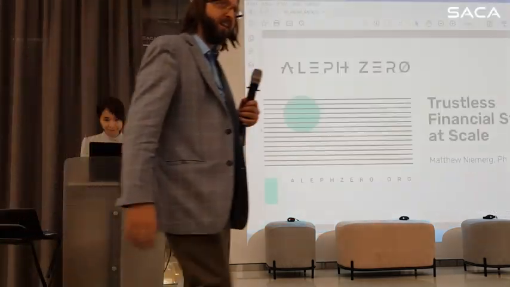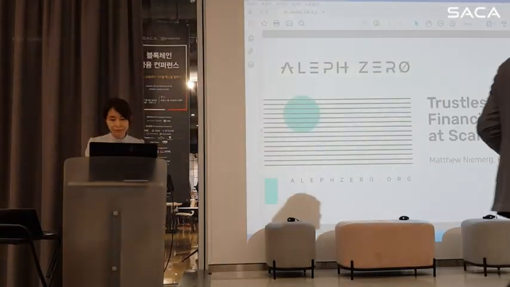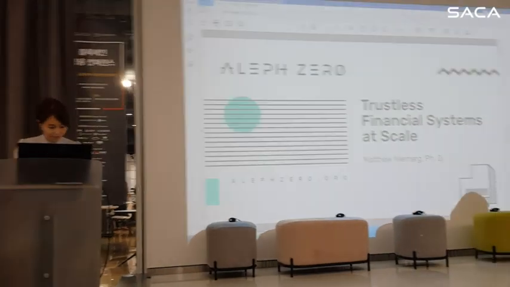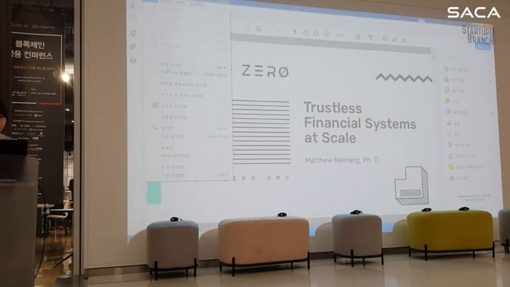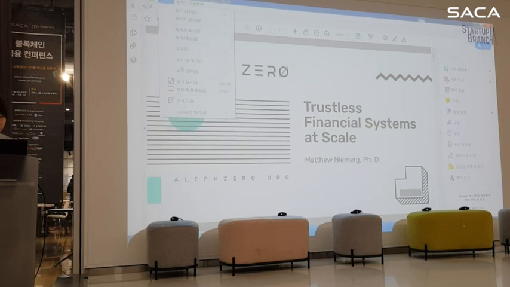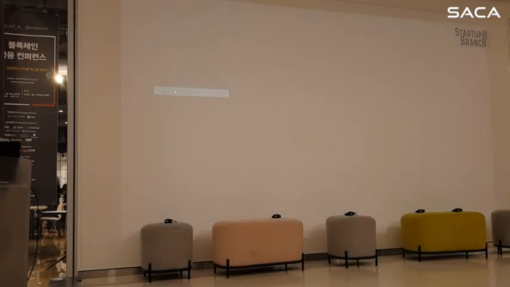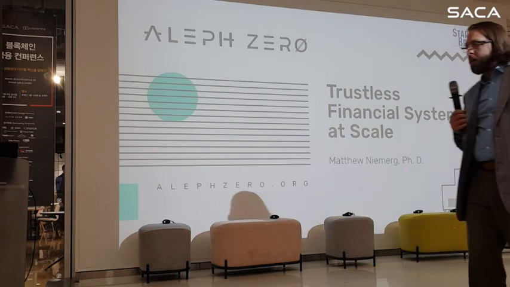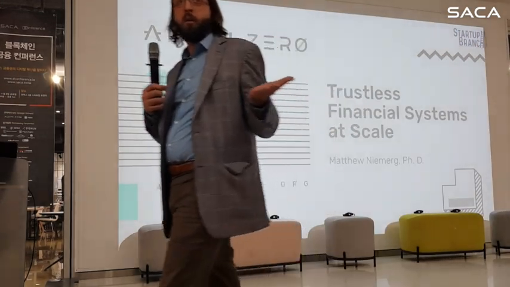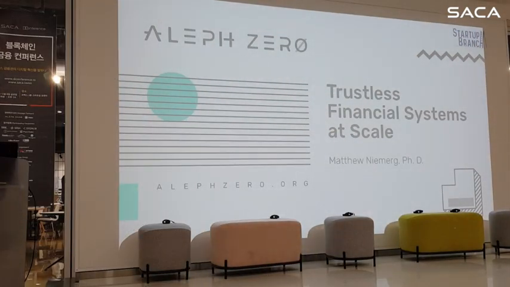I'll be giving a talk about trustless financial systems at scale. This is going to be a very high-level overview. I'll give a basic introduction to what is blockchain, what is consensus, and then some basic applications. We're really not going to go into too much technical detail. It's just going to be more about what we can do with this technology stack and how we can apply it in financial systems.